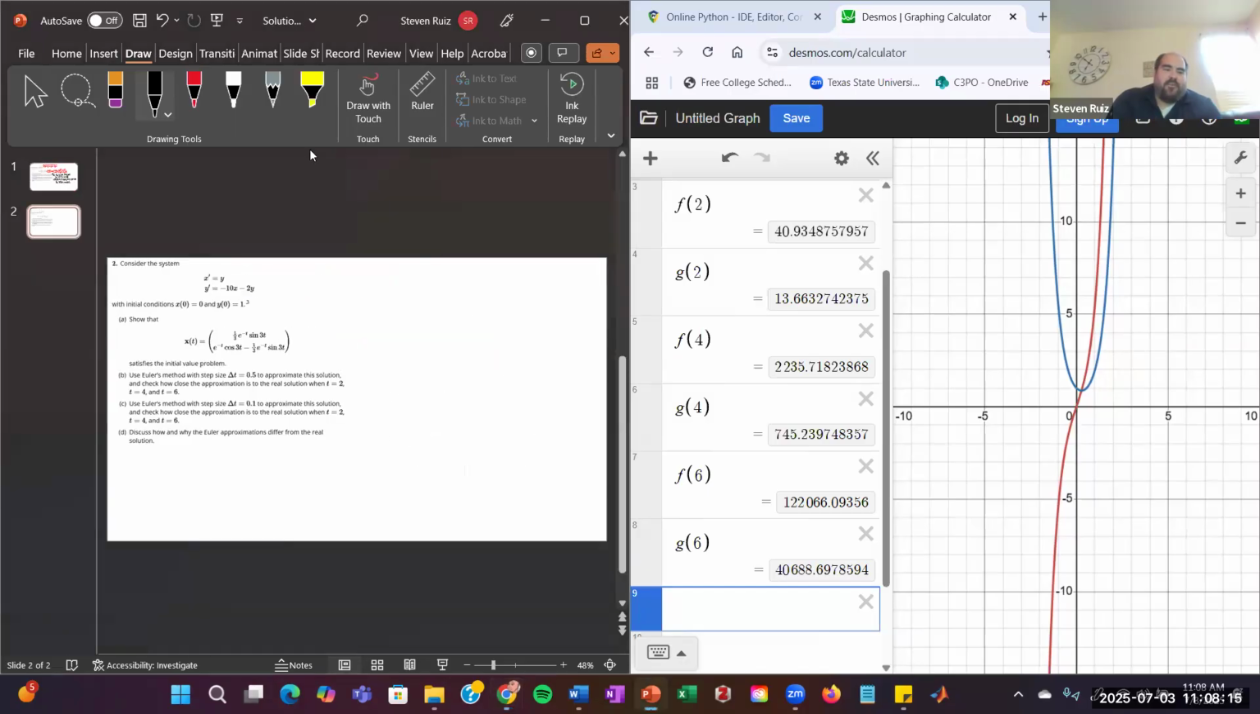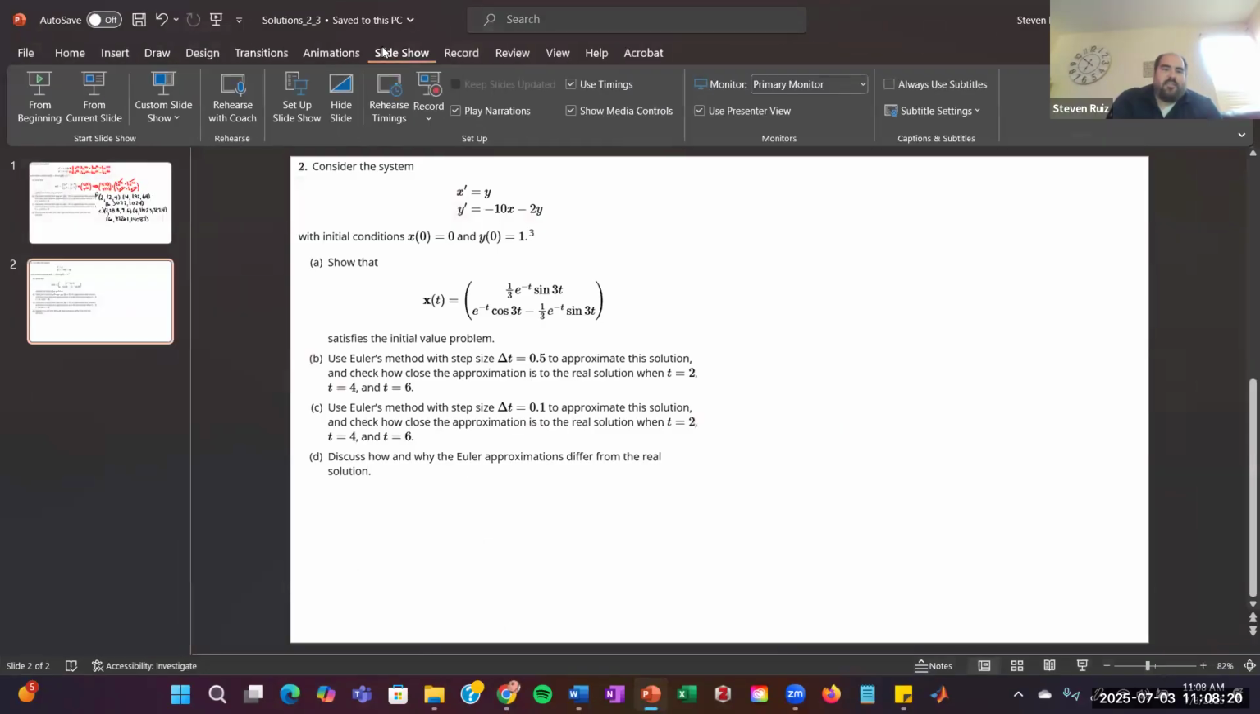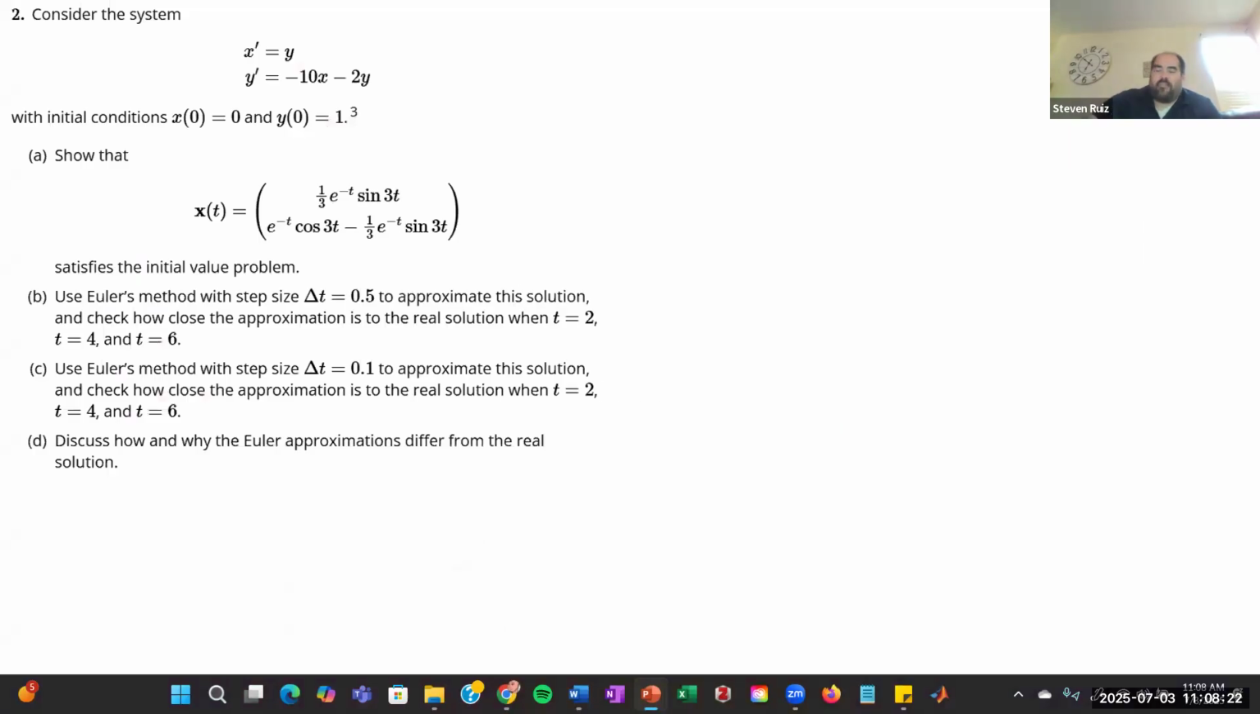All right, so let's look at another one. I'll go back to the slideshow to talk about number 2. So let's kind of run through the same paces. So this question here, so x prime equals y. So same kind of thing, we're going to verify that the solution we're offered is true. So let's find these derivatives.